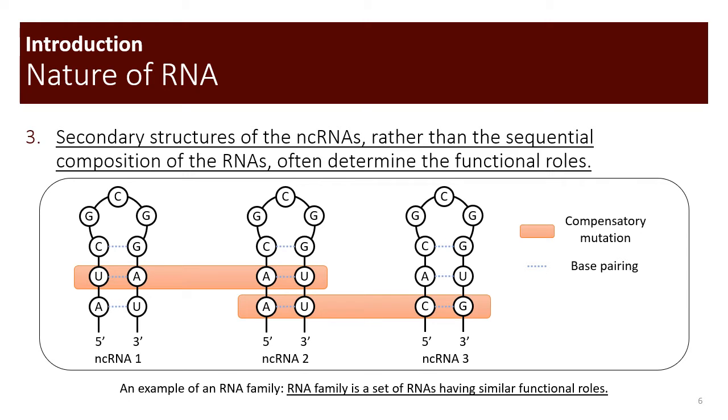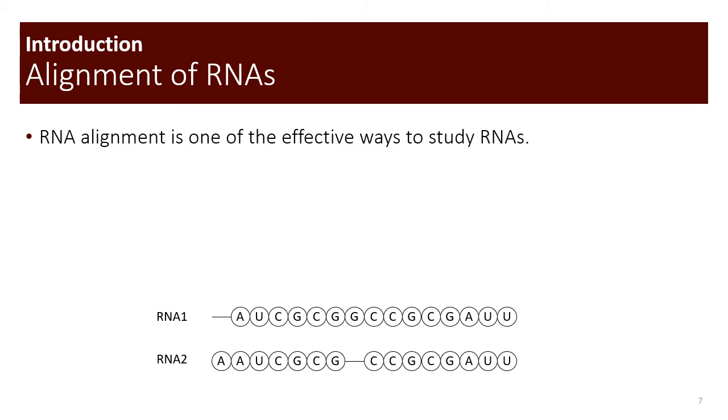We have a toy example of an RNA family that has three RNAs where they have different sequential compositions but have the same secondary structures. Such variations are potentially made by compensatory mutations that change sequential compositions while maintaining their secondary structures. Studying RNA is very important, and RNA alignment is one of the most efficient ways to study RNAs.